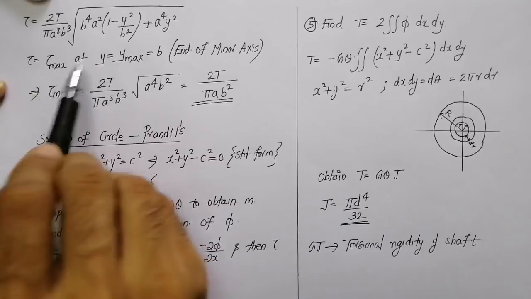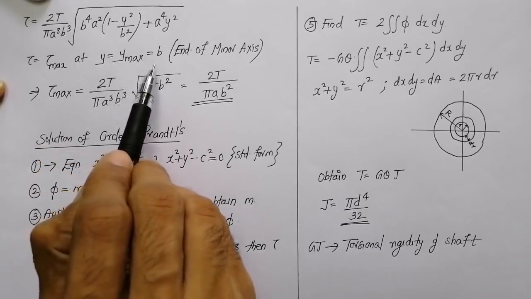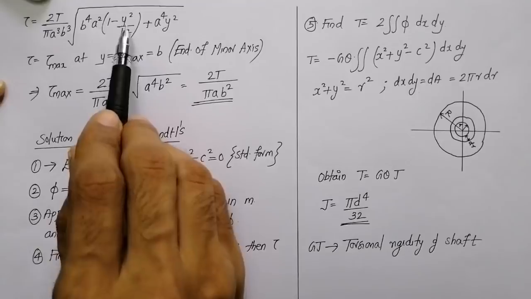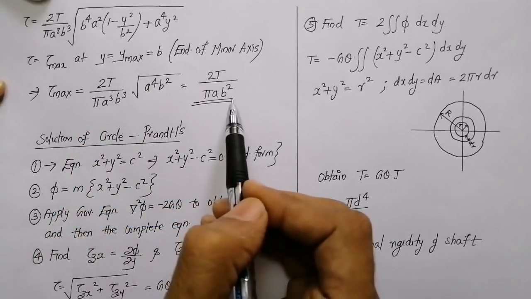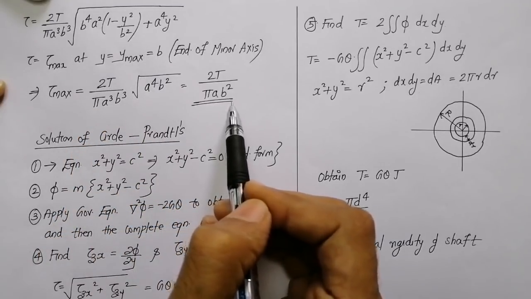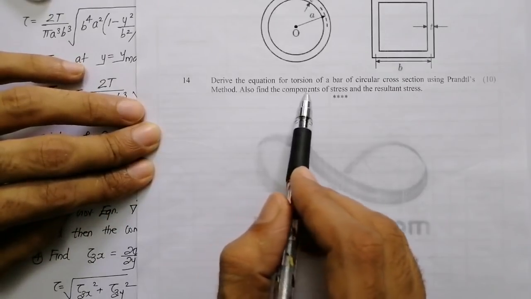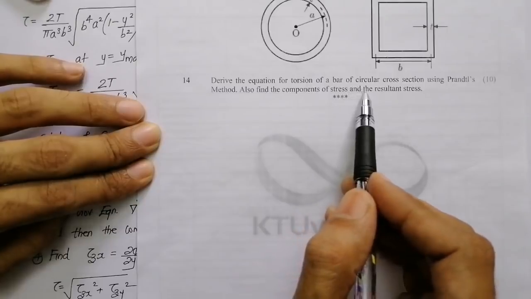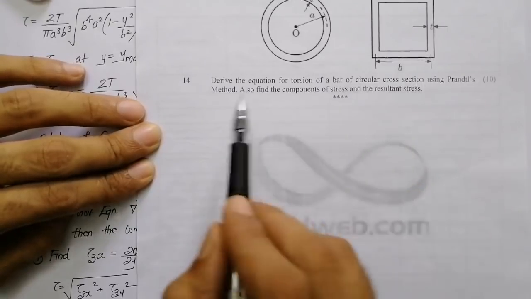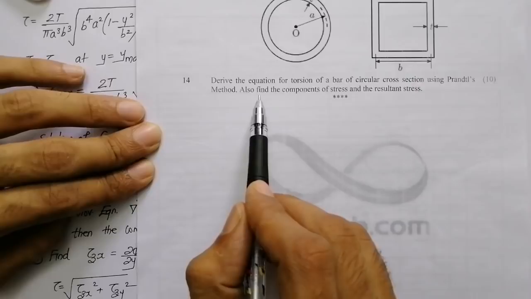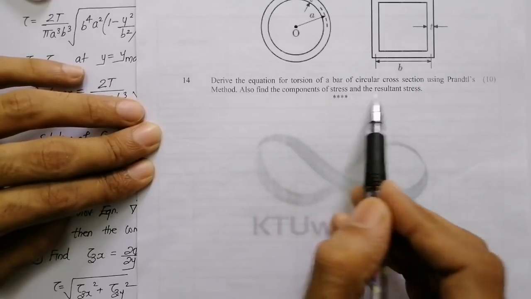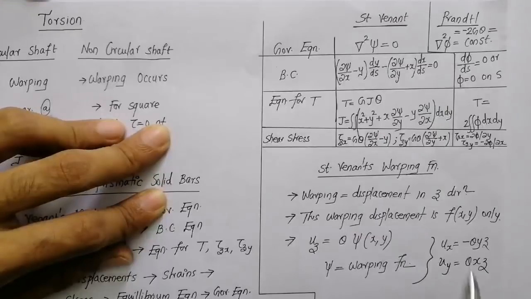Now tau is equal to tau max at y is equal to y max, that is at b. Now if you substitute y is equal to b, you will get tau max is equal to 2T divided by pi a b square. Let us look at another problem in which you are asked to solve the torsion problem of a circular cross section using Prandtl's method. You are also asked to find out the stress components and the resultant stress.